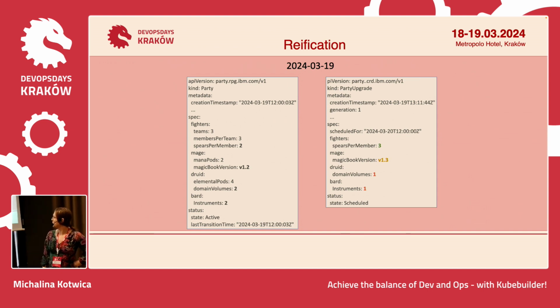Okay, it's scheduled for right now. Let's say we're back to the future and it's tomorrow, and it's 12 o'clock and it says, okay, time for an upgrade. And it does the upgrade. Okay, how to do that?